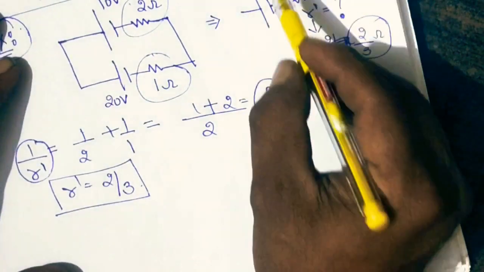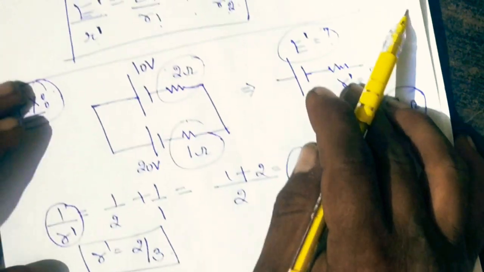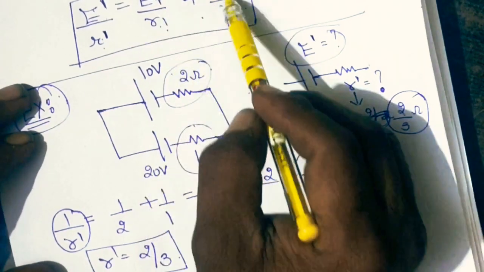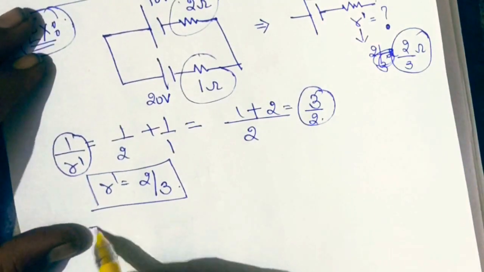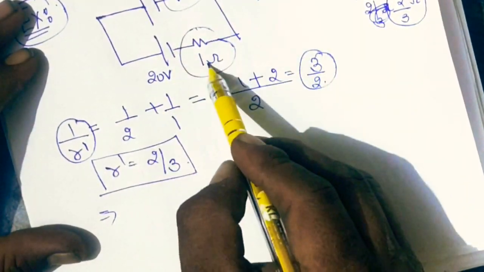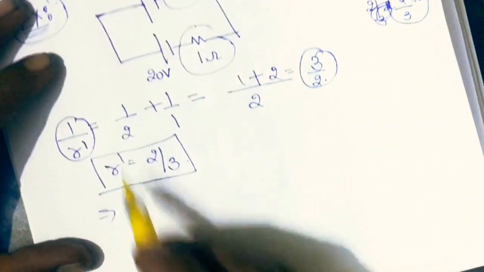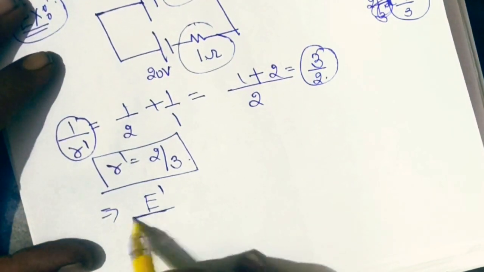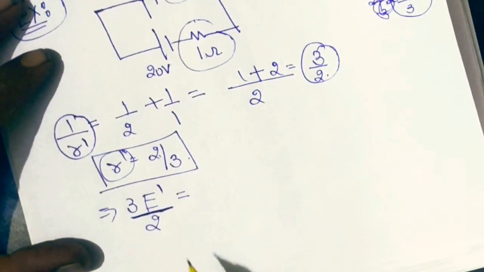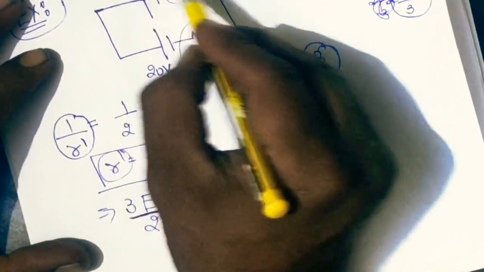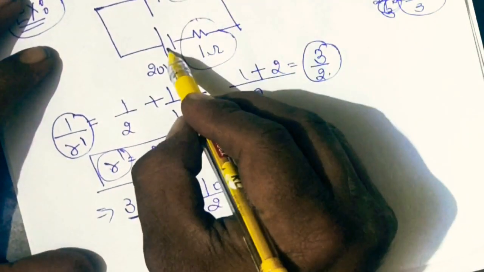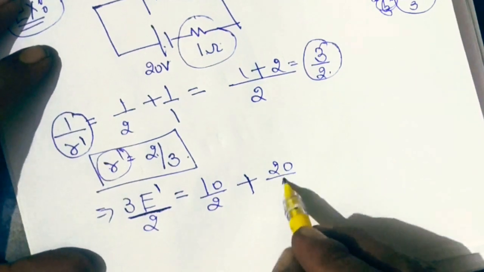Now the second task is to find the EMF. To find the EMF, I'll have to use the formula like this. Net EMF upon net resistance equals E1 by R1 plus E2 by R2. So here E1 is 10, R1 is 2, E2 is 20, R2 is 1. I will write the formula like this. Net EMF upon net resistance. Now I know net resistance is 2 by 3. So let's write 2 by 3 here. Now E1 by R1. E1 is 10, R1 is 2. So 10 by 2 plus E2 by R2. E2 is 20, R2 is 1.